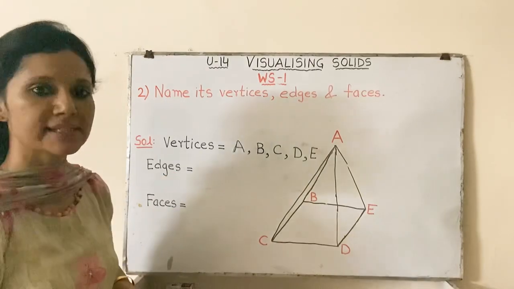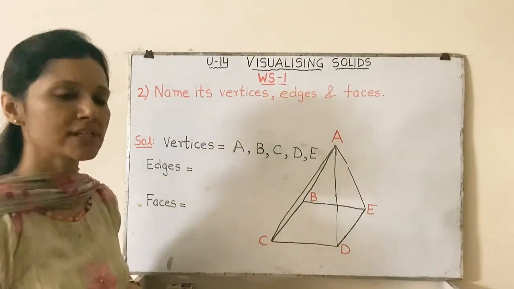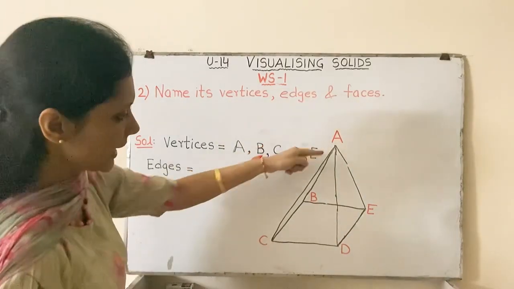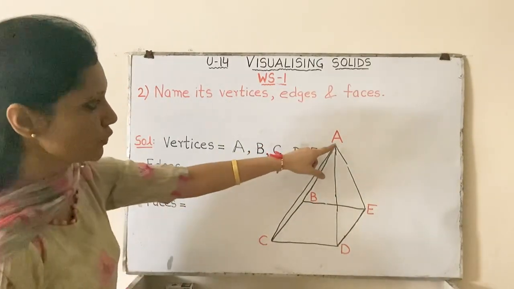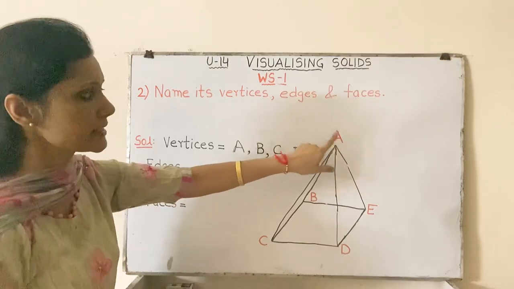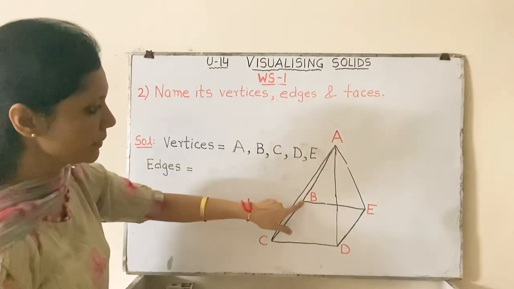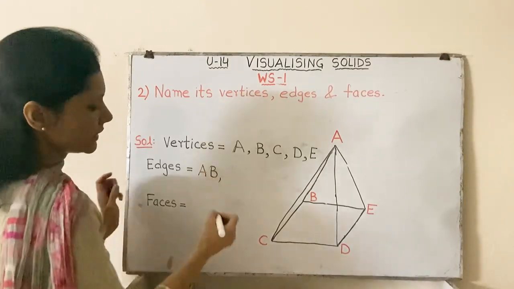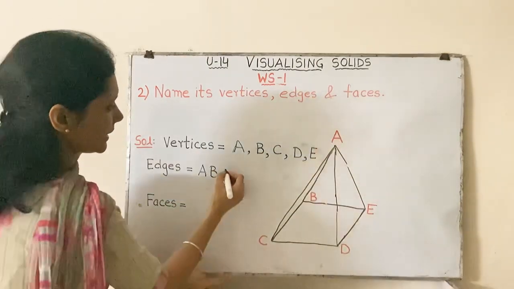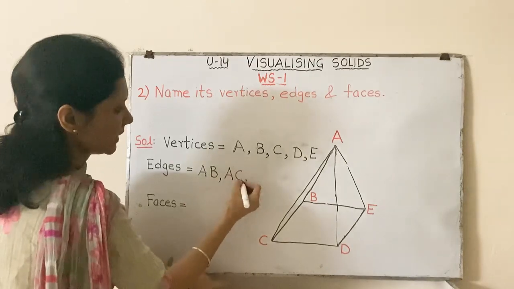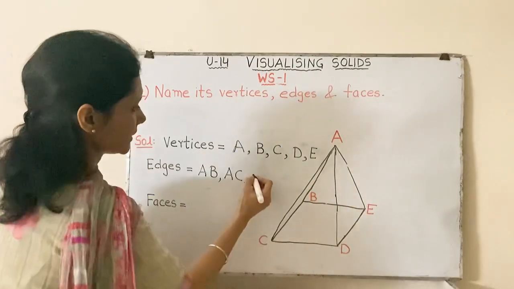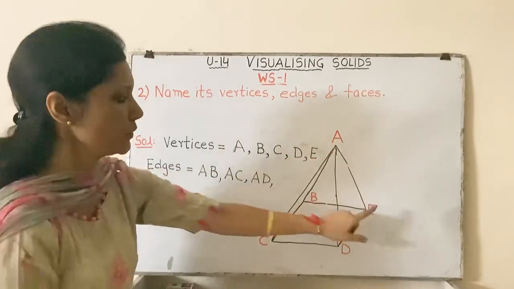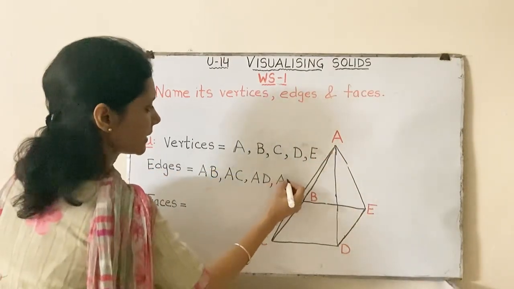The next part is edges. What are the edges? The edges are the line segments where two faces meet. As you can see, the various edges start from the top vertex. The first edge is AB. The next is A to C, that is AC. The third is A to D, that is AD. The fourth is A to E, that is AE.